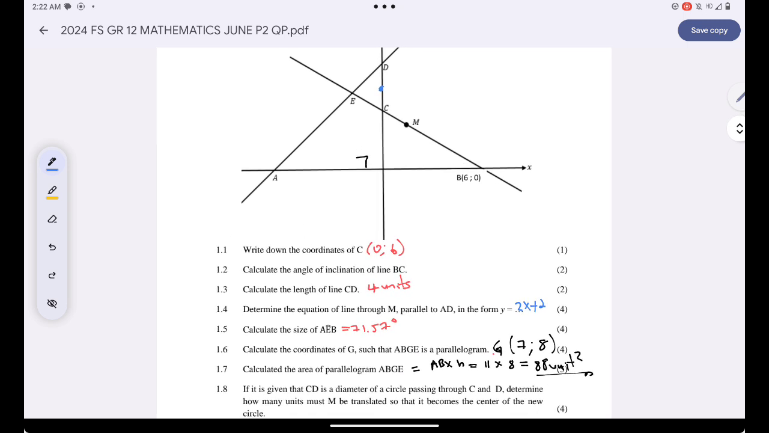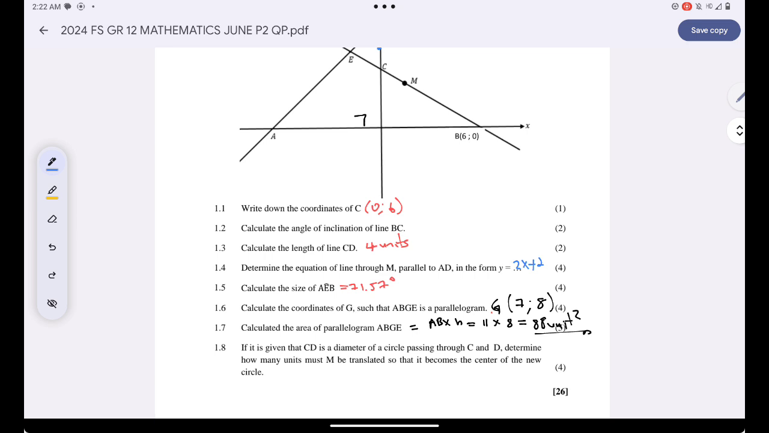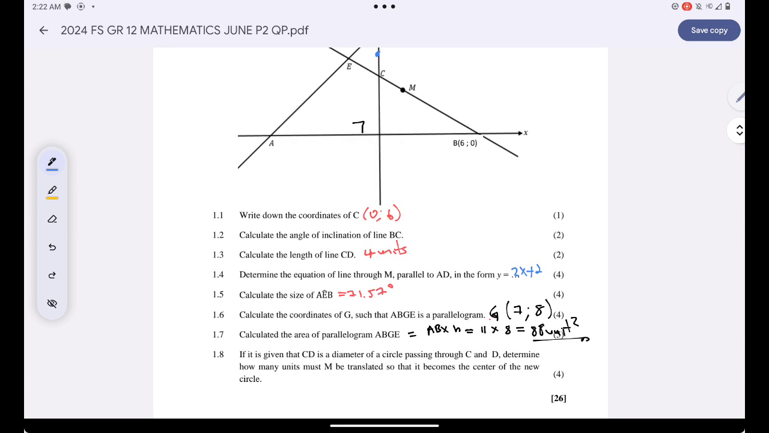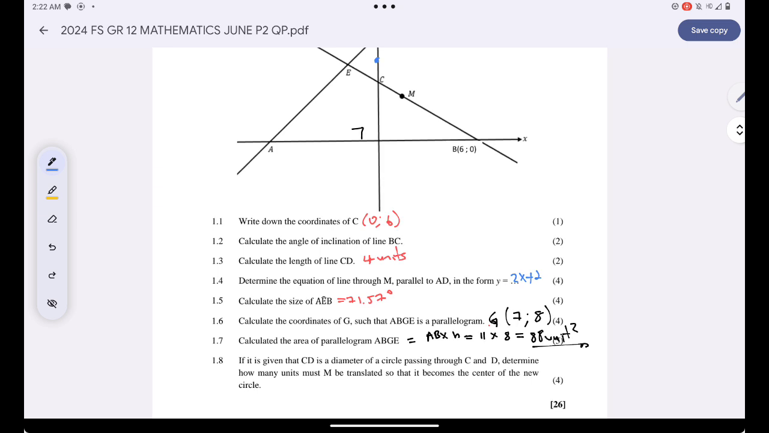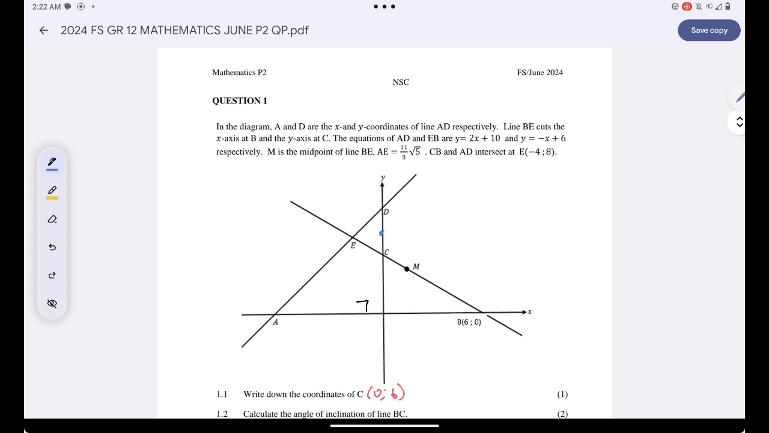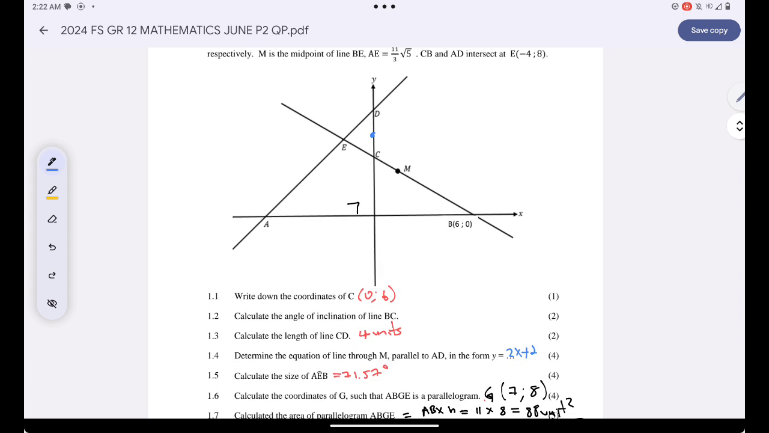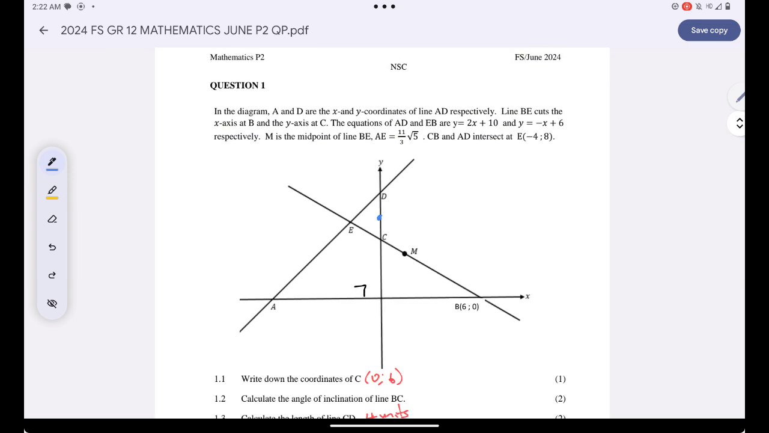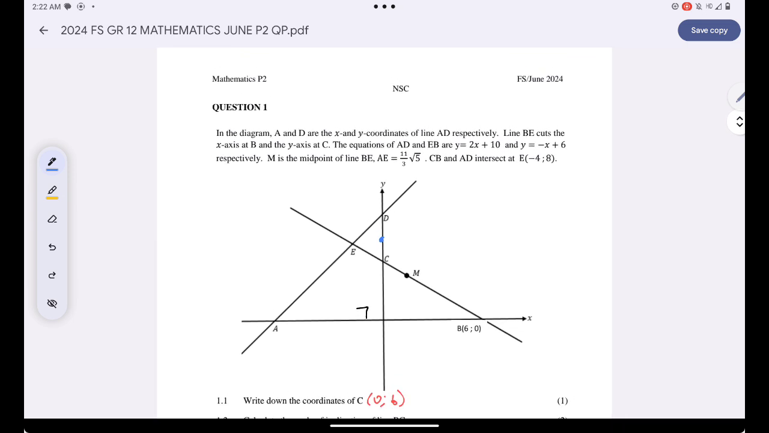Did you ever find the coordinates of M? We didn't. Okay, it's fine, we'll find them. But we did find them. Should have used them, but it's fine, you'll find them again.